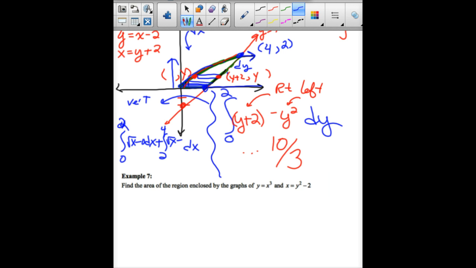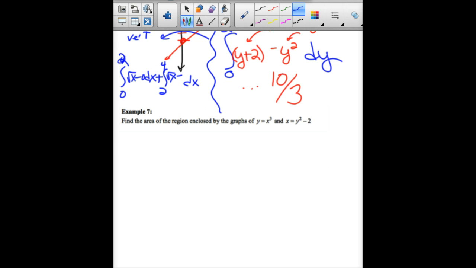All right, so one more of these, and then we're going to, this is calculator active, by the way, so write calc active.